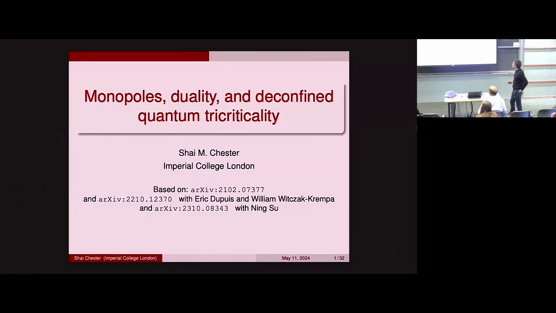So my talk is going to be on a few topics. First, I'm going to be discussing the story of duality, which is not necessarily related to the more specific topic of deconfined quantum criticality, which I'll talk about at the end. This is based on a few papers: one by me a couple years ago, then one with these condensed matter people, and then one with Ning from last year.